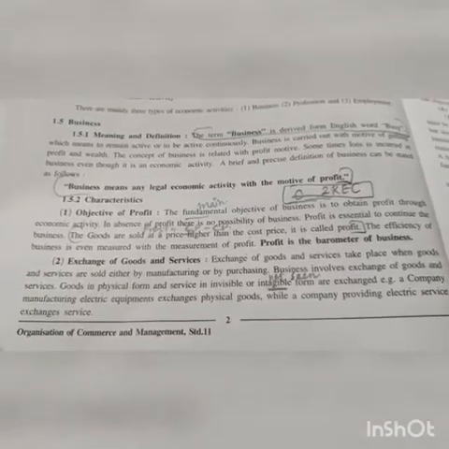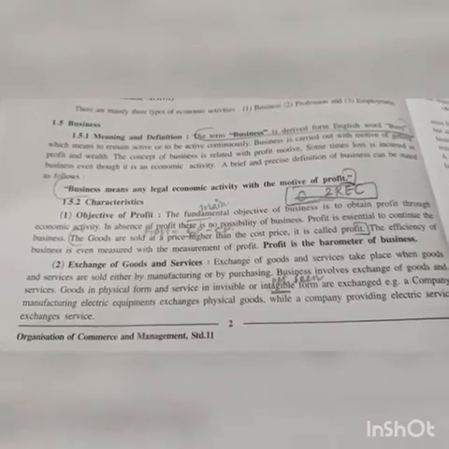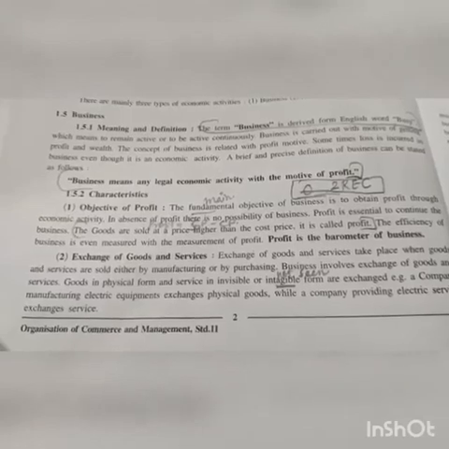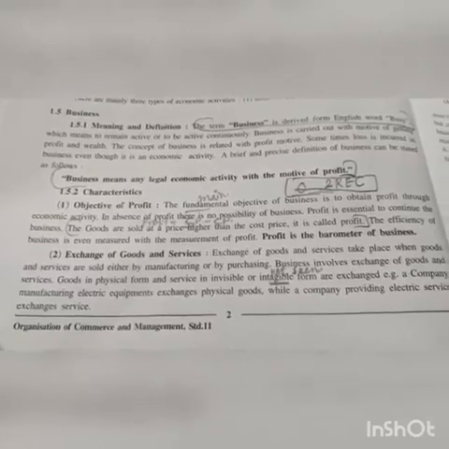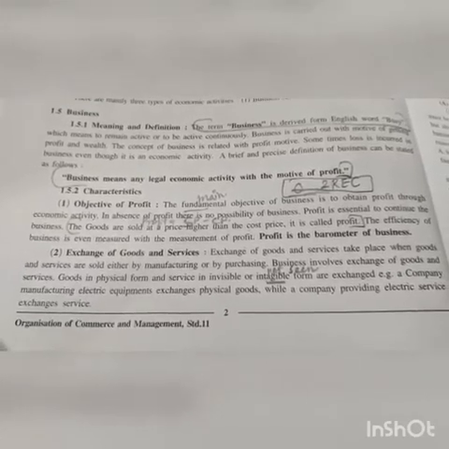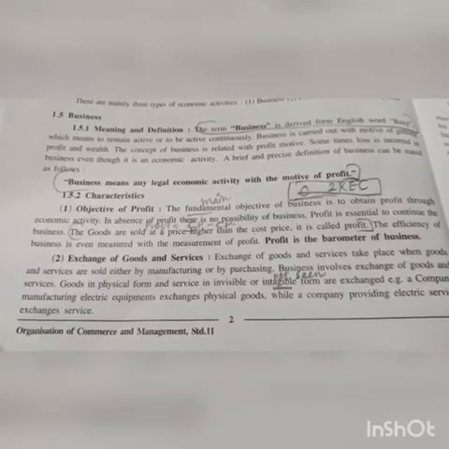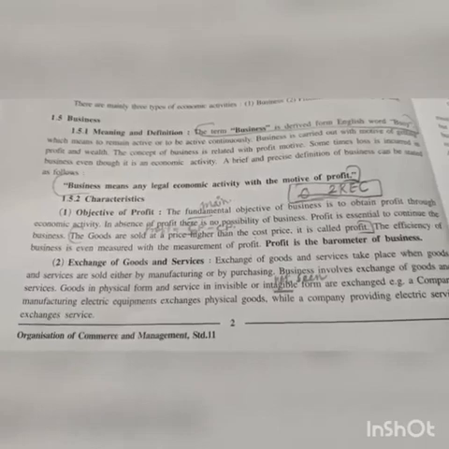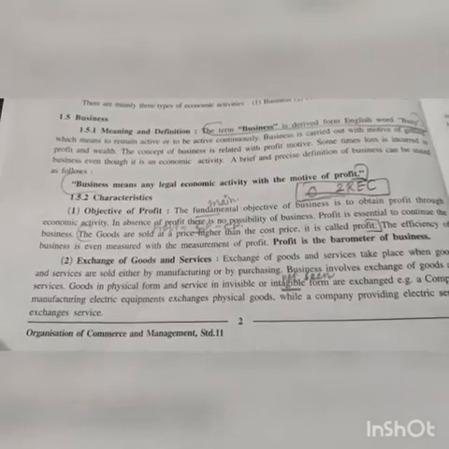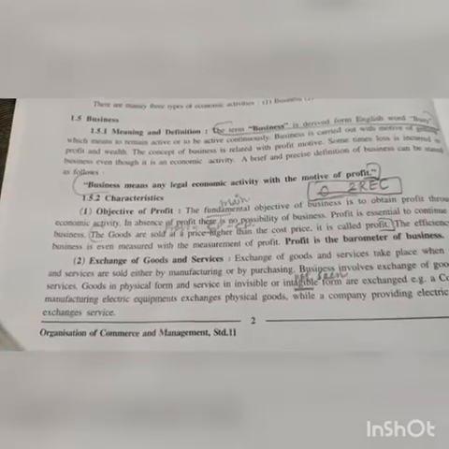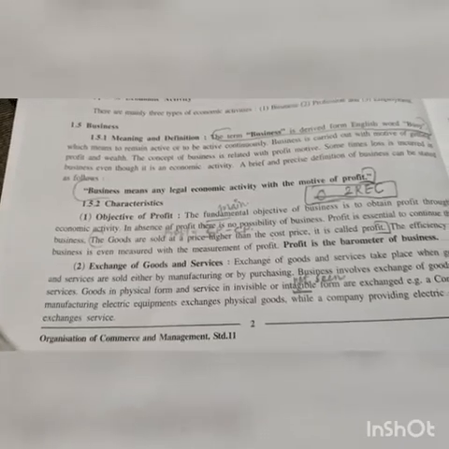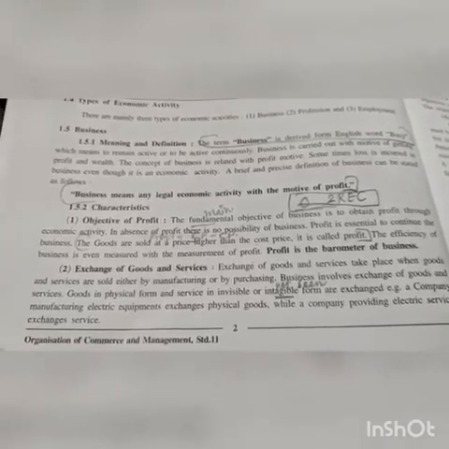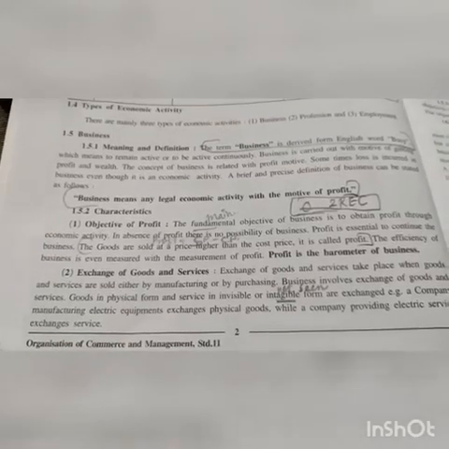Now let us see an example of exchange of goods and services. A company manufacturing electric equipment exchanges physical goods while a company providing electric service exchanges services. For example, when you go and purchase a Philips tube light or Philips bulb, that is known as physical goods. And when Torrent Power is supplying us the electric supply, that comes under the category of service. So this is the basic example of exchange of goods and services.